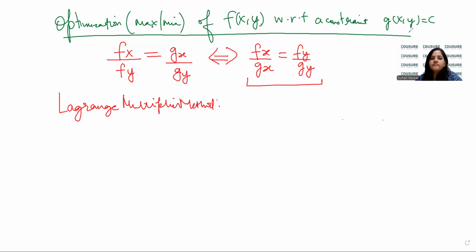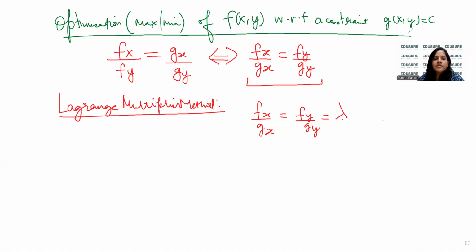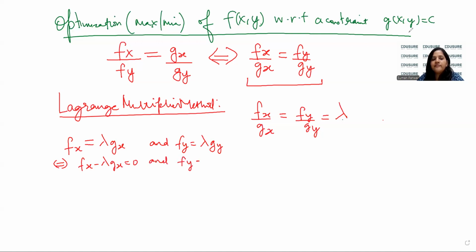Now, what is this? Assume that this ratio fx divided by gx equals fy divided by gy equals lambda. Because these two are equal, we can assume that they are equal to some constant lambda. So that means fx is equal to lambda times gx and fy is equal to lambda times gy. Or equivalently, fx minus lambda times gx equals 0 and fy minus lambda times gy equals 0. Okay, so now we are going to develop a method.